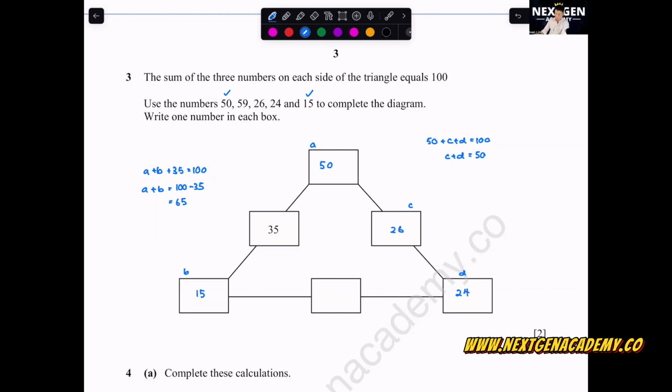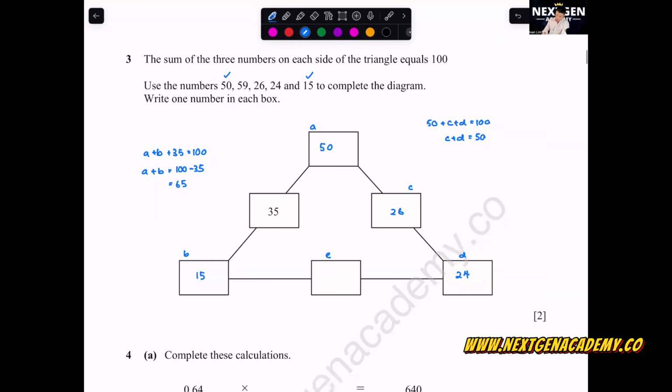26, 24. Now the last one. Let's just assume that we didn't have this number, so let's write this as E. B plus E plus D should be equal to 100. So we got 15 plus E plus D is equal to 100. E plus D should be equal to 85. So this plus this should be equal to 85. What should we do? Which two numbers will add up to 85?